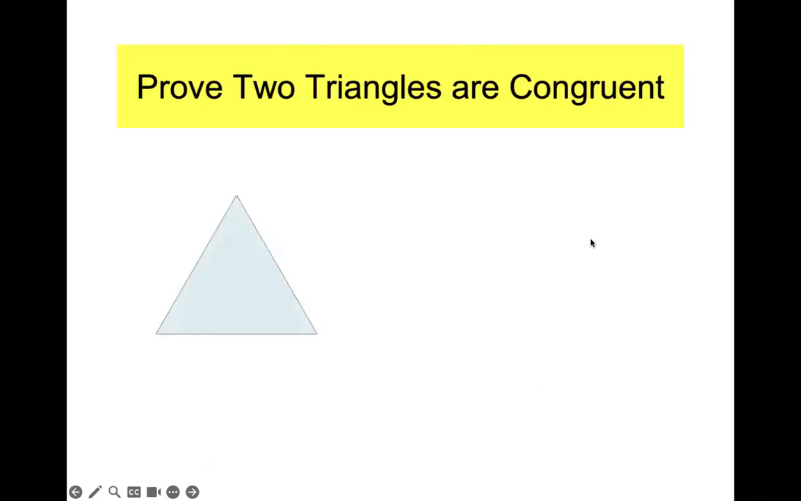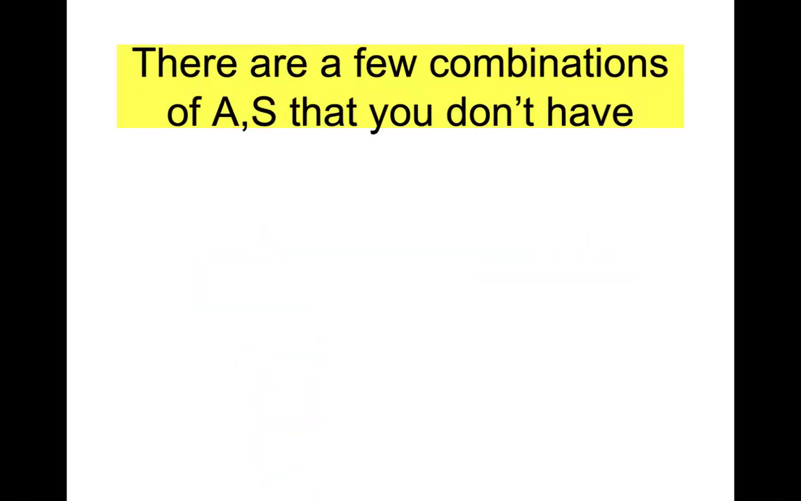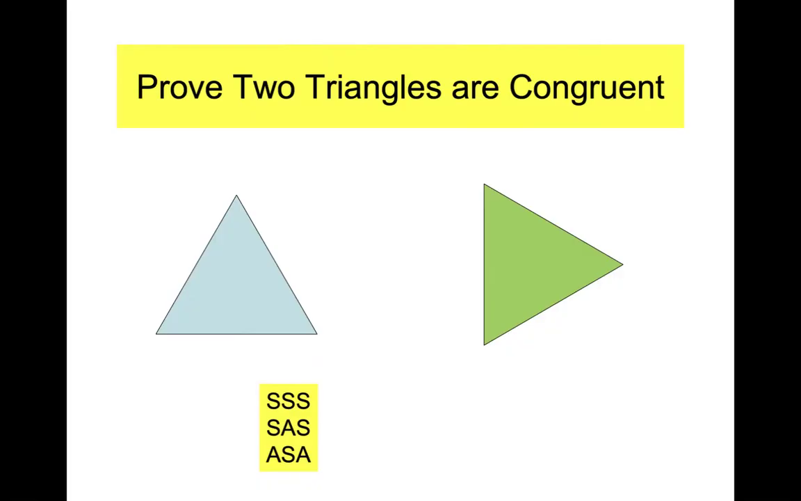So where are we to prove two triangles congruent? To show that the blue triangle is congruent to the green triangle, we have three ways right now to do it. Eventually we'll have five, but for right now we have three ways. And the bigger picture is that whichever one of those it is, it has to be the same for both triangles.